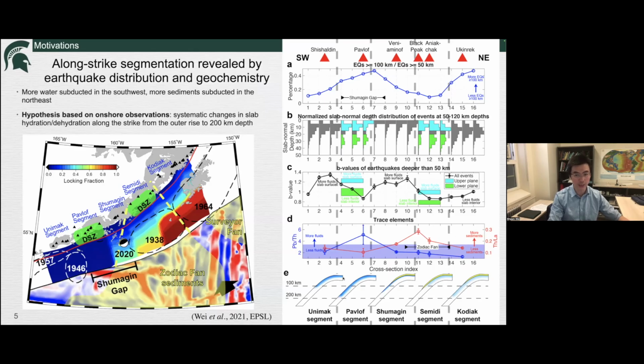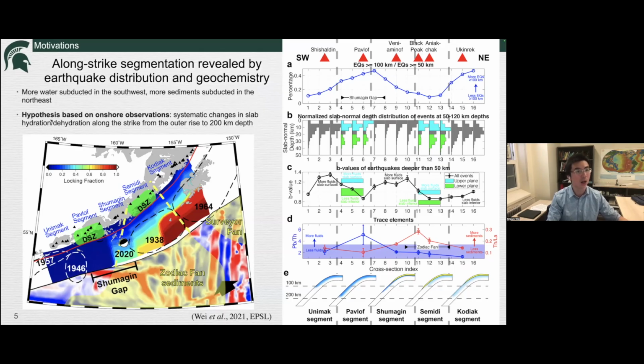And then we drew this cartoon, as you see, where the slab is hydrated to a degree that the blue shade indicates the extent and intensity of dehydration, where in the northeast there's much less, and we even added a yellow layer indicating sediment over here. But you probably realize that the cartoon misses a lot of things. There's no upper plate. There's no mantle wedge.